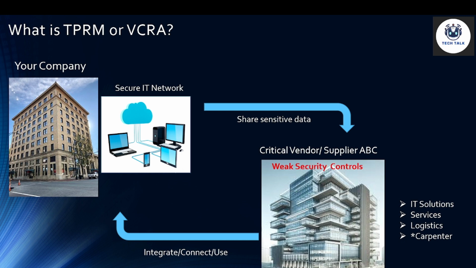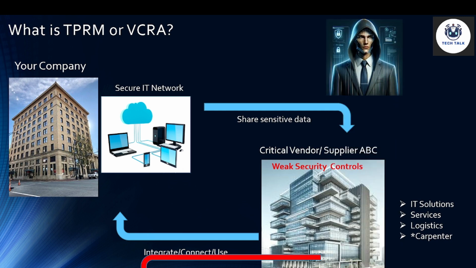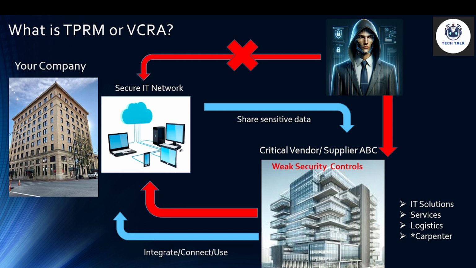Now, what happens is this particular vendor has weak security controls, and let's just say someone is trying to attack your network. However, because your network is relatively secure, the attacker is unsuccessful. But this attacker might try a different approach, which is via your vendor. And because your vendor has weak security controls, the attacker is able to access your network.